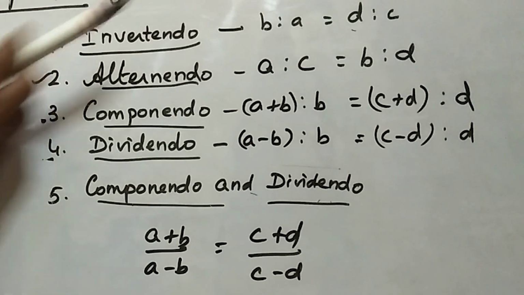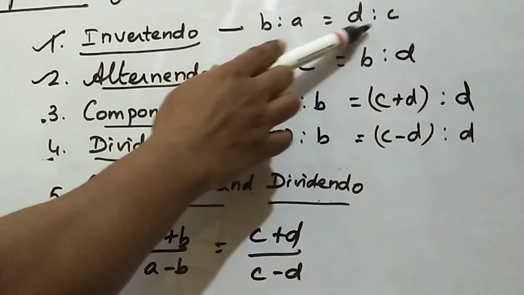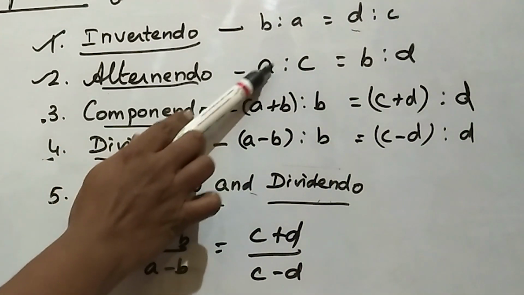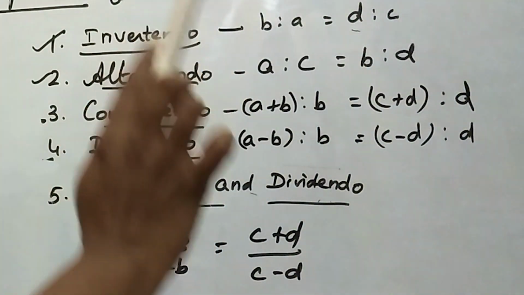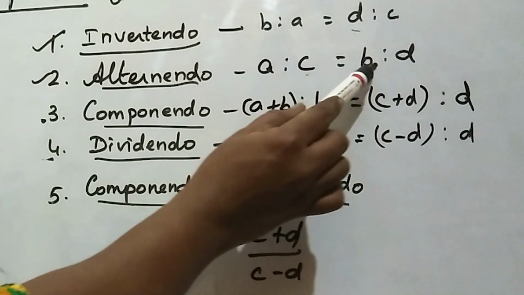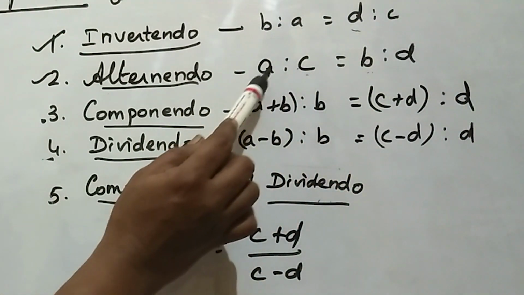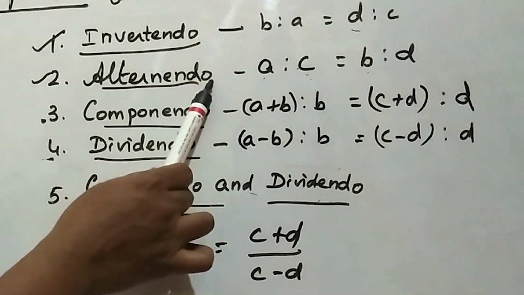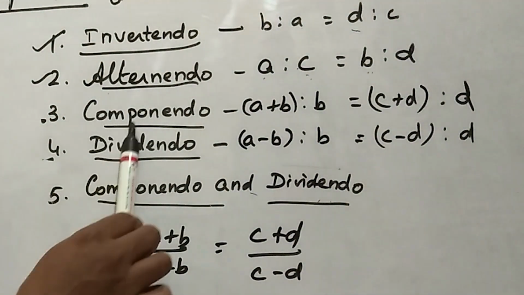B upon A is equal to D upon C. Okay. Alternando: A ratio B is equal to C ratio D, and C and B interchange. Okay. A ratio C is equal to B ratio D. That is the alternando. Then componendo.